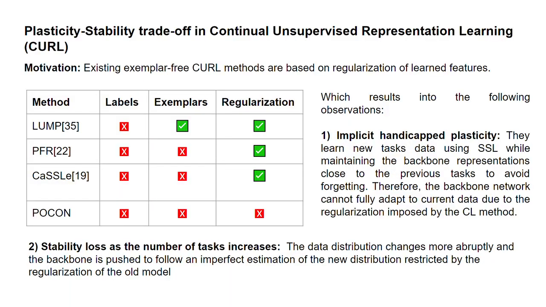So our main motivation is that the current methods, PFR and CaSSLe, which are exemplar-free methods, are based on regularization. This means that when they are learning current data, they are trying to retain previous representations. But this has two consequences. First, there is an implicit handicapped plasticity, which means that when you are trying to learn current data, you cannot fully adapt to the data because you have to retain previous representations.